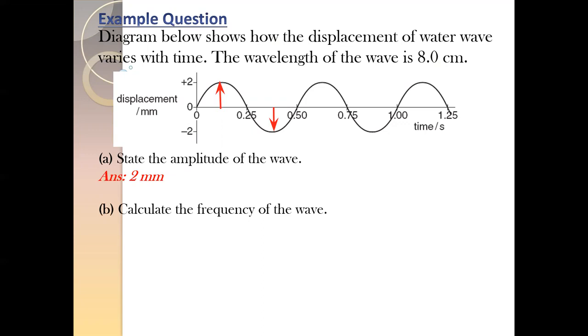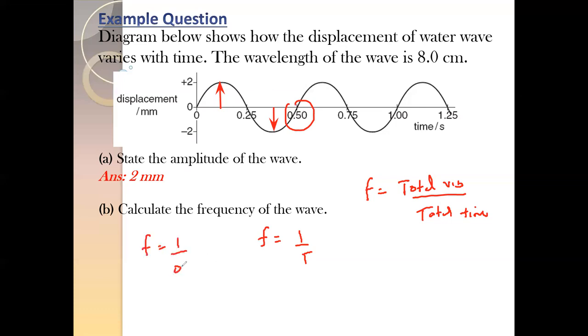Then calculate the frequency. Frequency means the number of vibrations every second. So how many vibrations are there? 1 vibration, 2 vibrations and 2.5 vibrations. Even if we know the time period, frequency is the reciprocal of the time period, or frequency is the number of vibrations divided by time. The total vibration divided by total time. So we can use any of the formulas. The time period here is 0.5 because that's one complete vibration. So frequency will be 1 divided by half, that is equal to 2 hertz. So the frequency of this wave is 2 hertz.